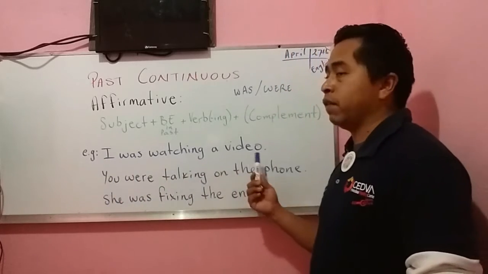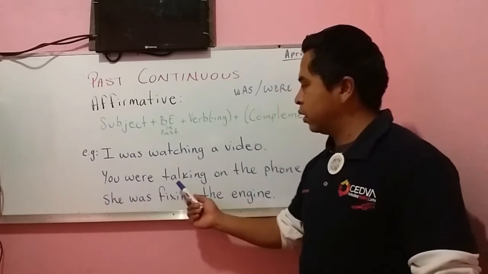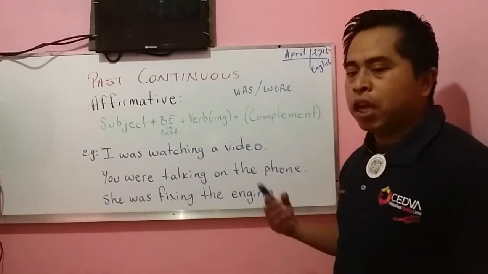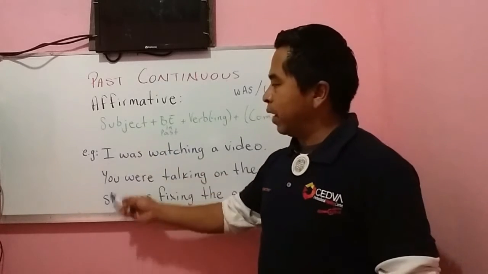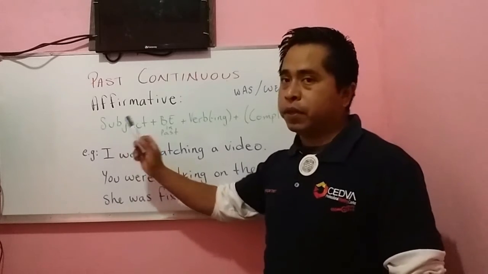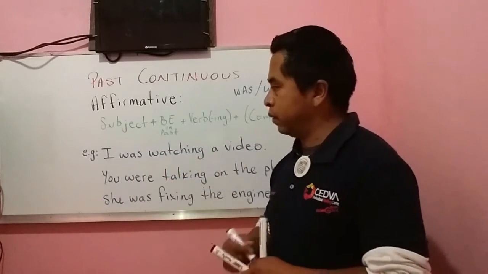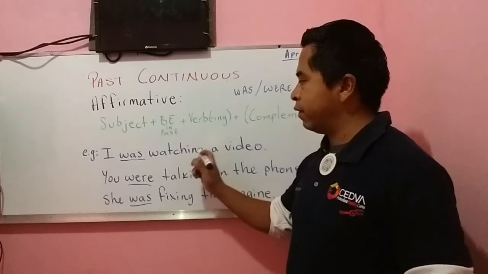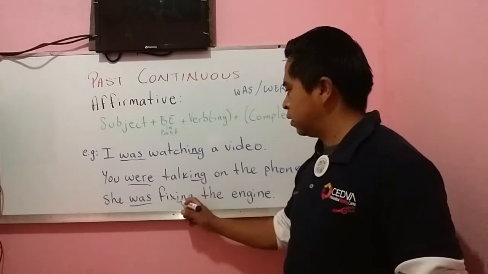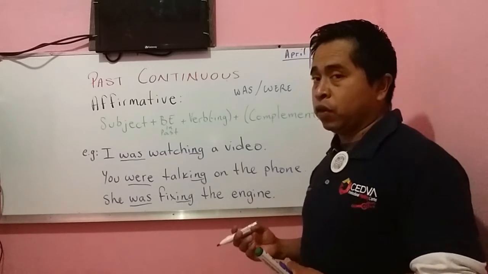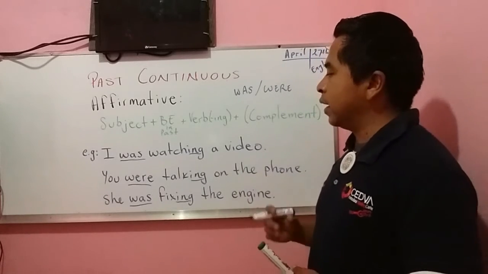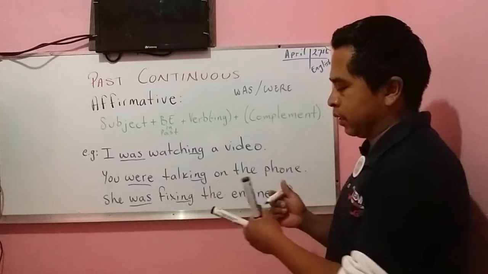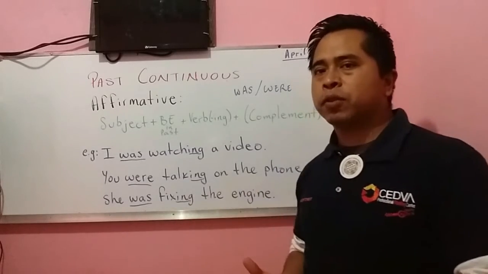I was watching a video. You were talking on the phone. She was fixing the engine. If you pay attention, all my three sentences over here have the subject. Then they have the verb to be, okay, in past, as I told you before. Then I have my verb in ing. And then at the end, of course, I have my complement. And as I told you before, not all the time is necessary. In this case, I made it in order to complete sentences, okay? So now I'm going to explain the next case.